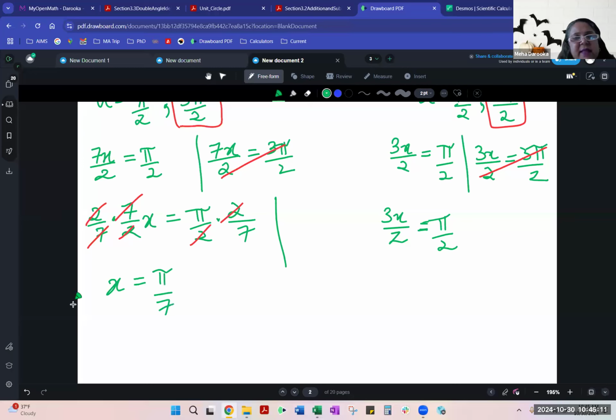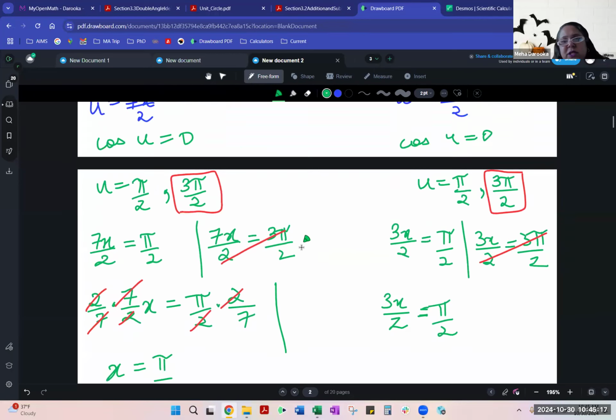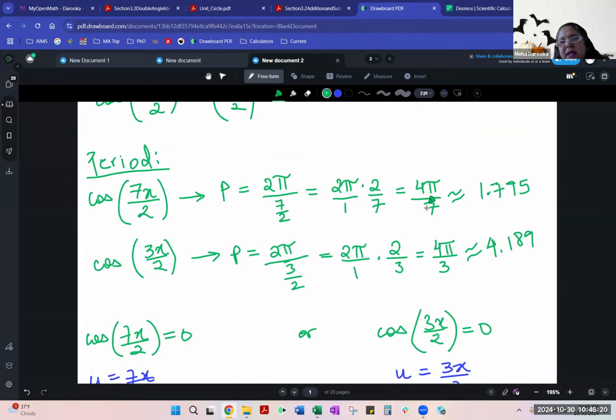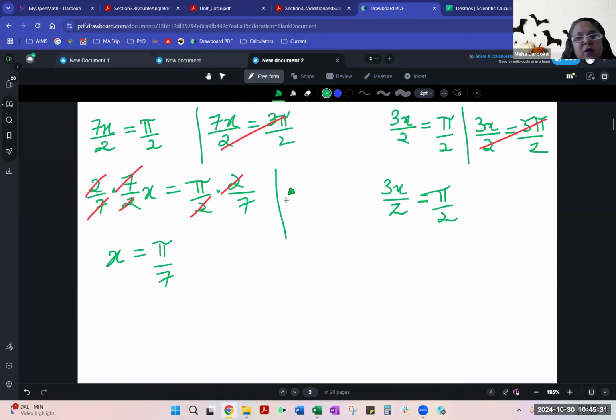And then remember, guys, since they were asking us to find all the solutions, that means they were not restricting it, right? So we will need to use the period of our function. Since this one was coming from the 7x over 2 cosine function, you will be adding 4 pi over 7 times k. Remember how we talked about using the periodicity if you were finding all the solutions? So you will need to do that for the first cosine function. And for the second one, we would be multiplying with 2/3.